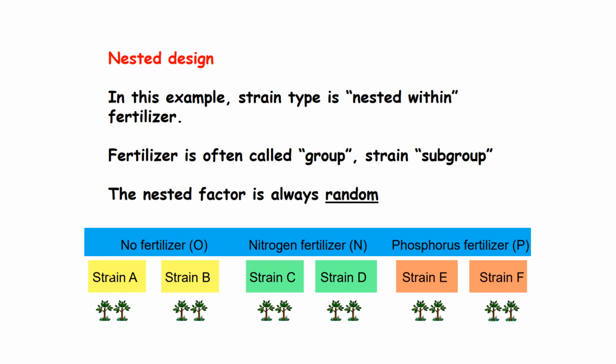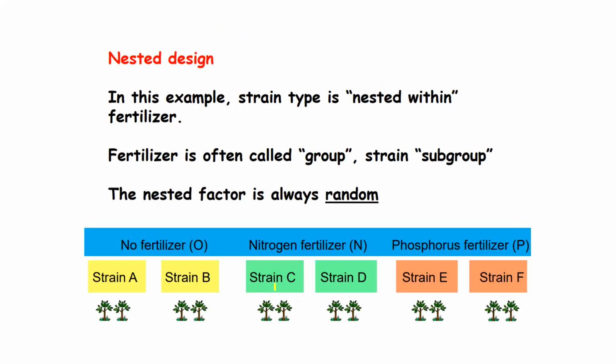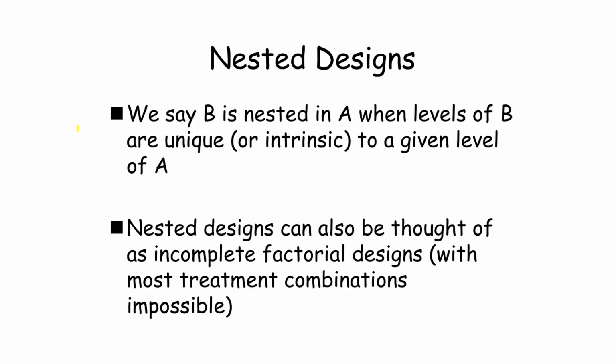Then under that, 4 batches. So here the case is somewhat nested because you cannot align that for this kind of situation. In this example, strain type is nested within fertilizer. Fertilizer is often called the group, and strain the subgroup. So this is another case rather than this one.